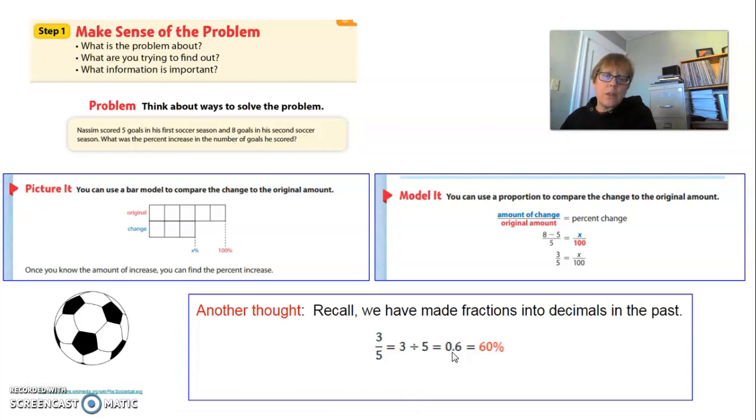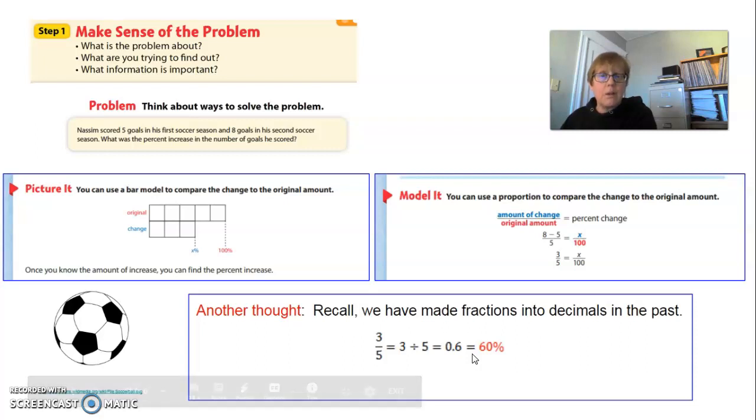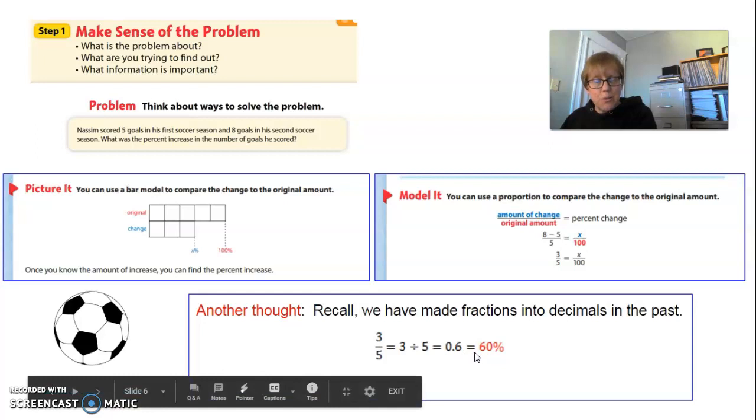One strategy that we often use is to take a decimal and move the decimal point 2 places to the right to figure out the percent. That's because it's hundredths, and hundredths is 2 places to the right. So if I'm looking at this decimal and I were to move the decimal point 2 places to the right, that would give me 60. I'd have to add the 0. But notice it is 60%.